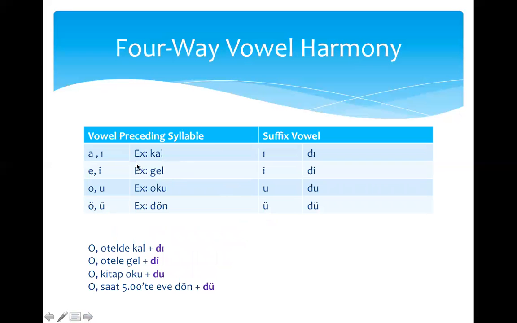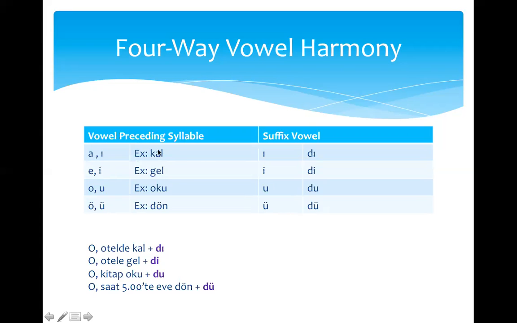In this table here, we basically try to explain this rule with examples. We have 4 verbs here in the second column, and we want to see how we can conjugate those in the past tense. Remember, the past tense suffix was an I containing suffix.